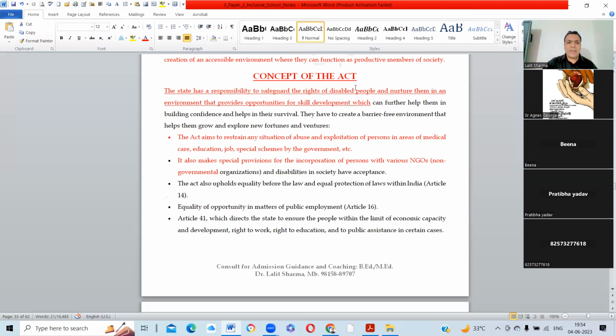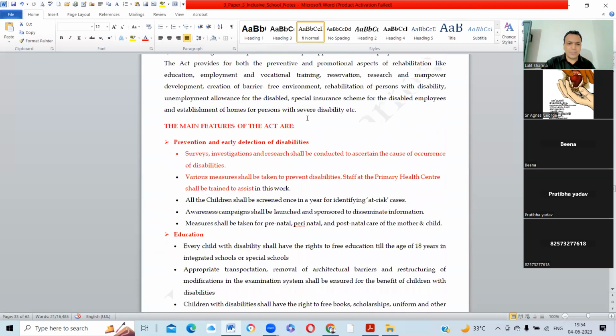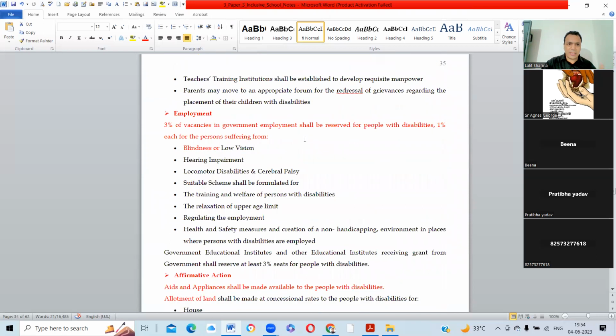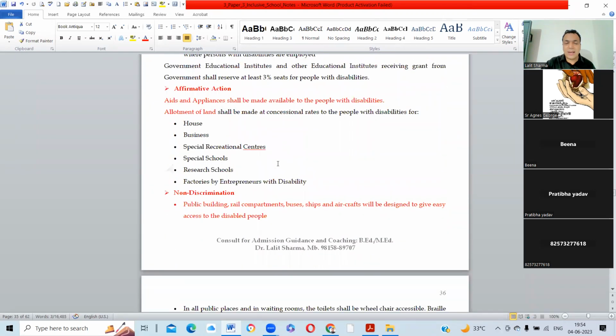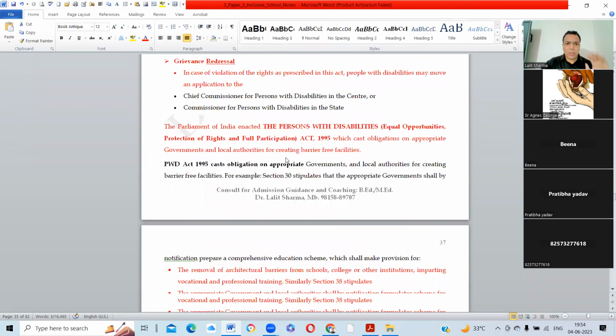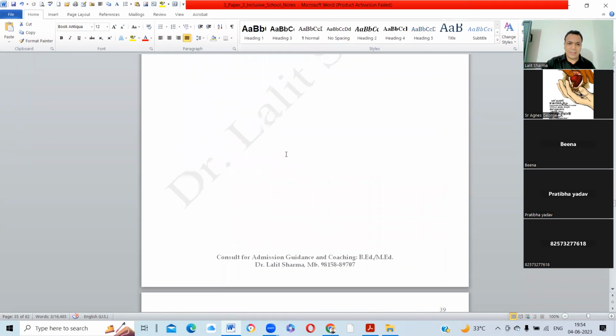Okay, it is also very easy. You can see that, right? Main features: education, employment. Even in employment there is a 3% quota for disabled persons, right? So all these things are given in this Act, right?